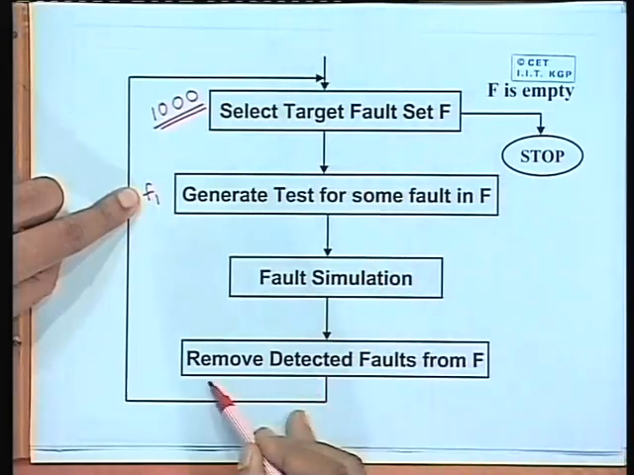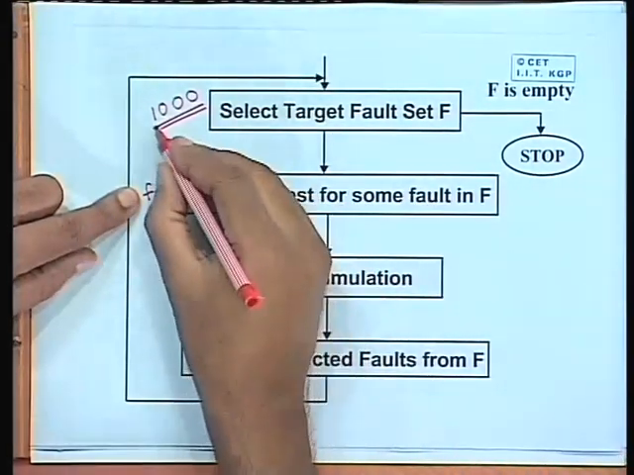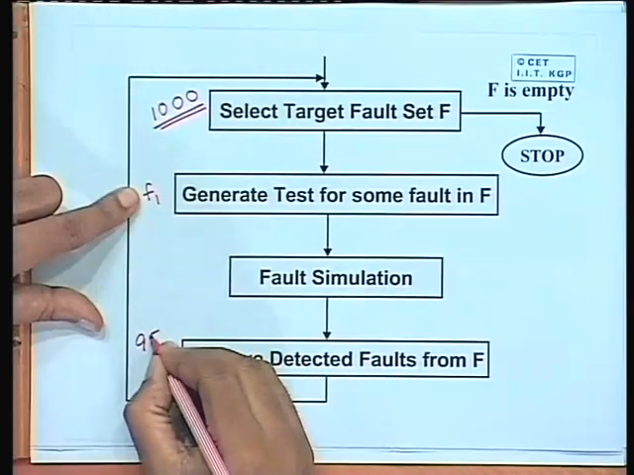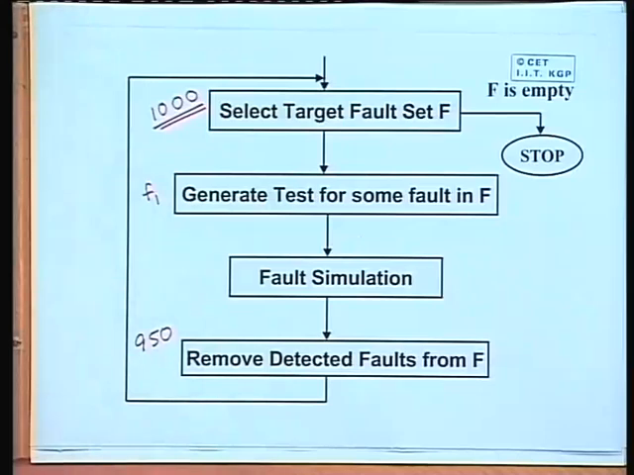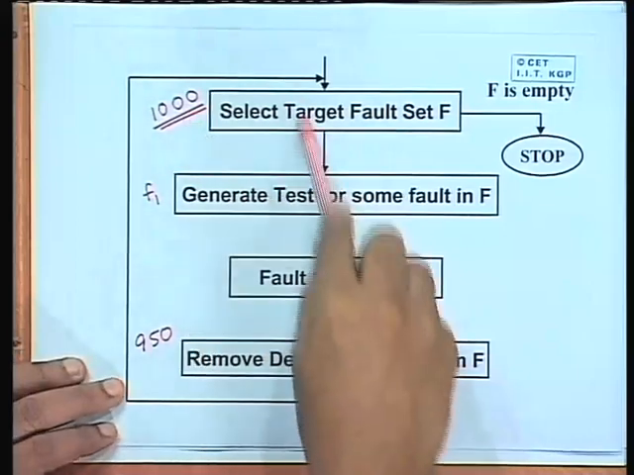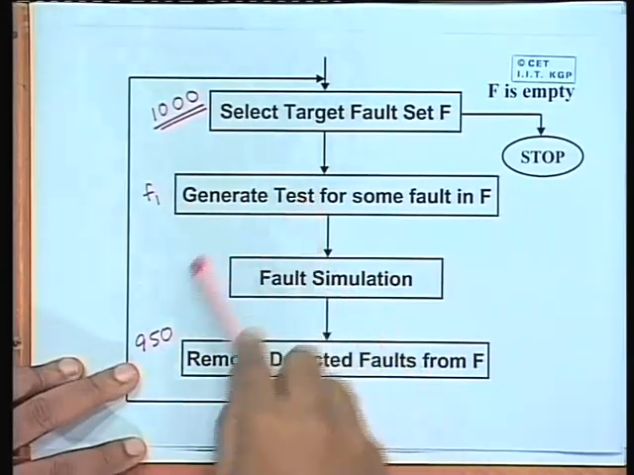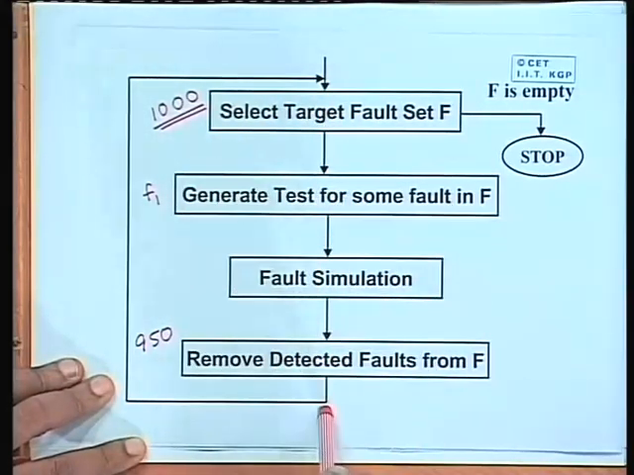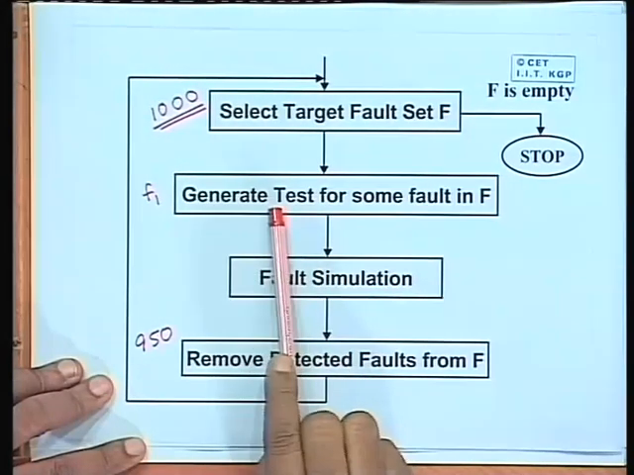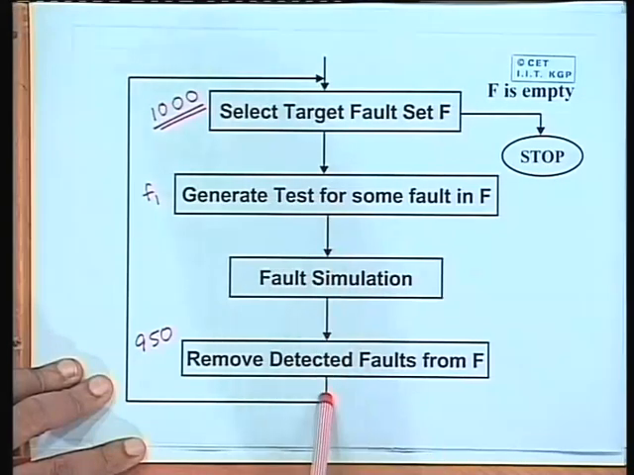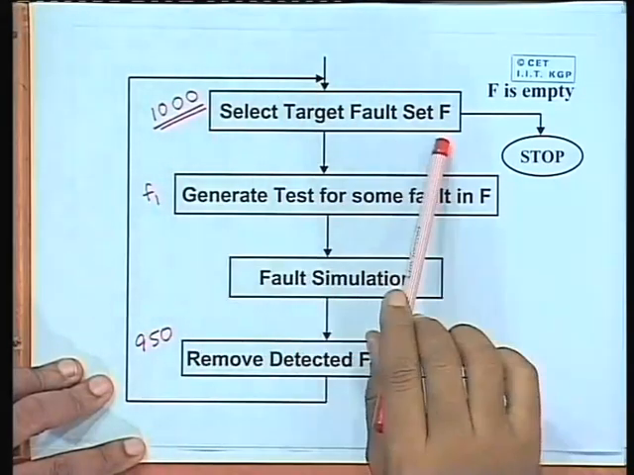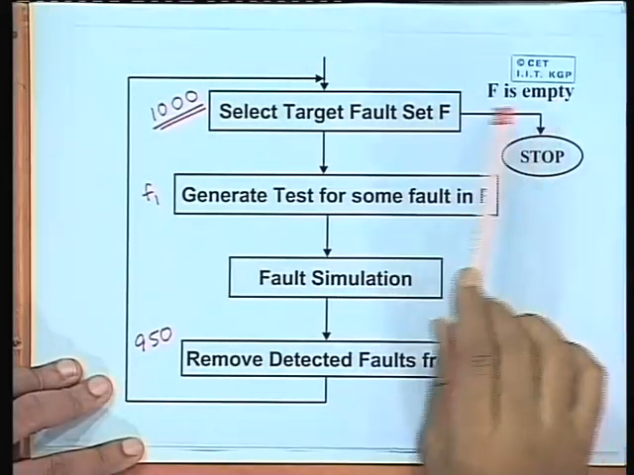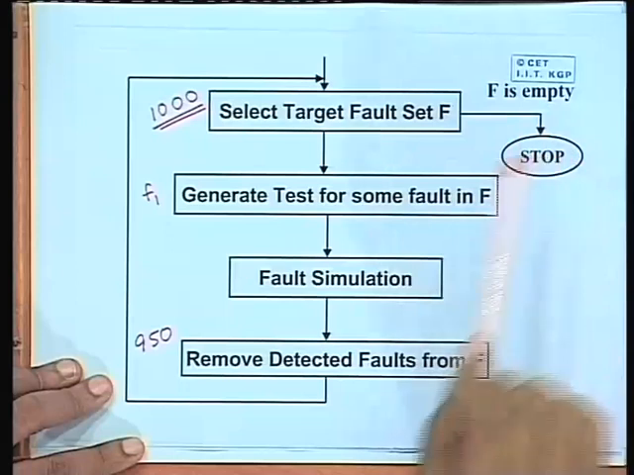So, after this you can remove detected faults from F. So, now this set of 1000 faults becomes 950. This process is iterated. So, the idea is that instead of iterating 1000 times, at each step you are reducing the number significantly, so that the number of times you will have to generate the tests becomes less. So, this fault simulation is typically used in conjunction with test generation in order to improve the quality of test. So, as the fault set F becomes empty or becomes very small, you can stop. This is the stopping criteria.